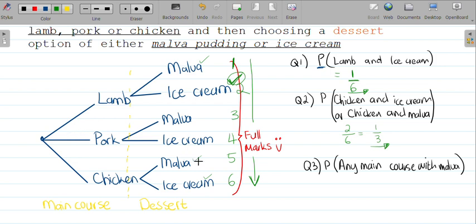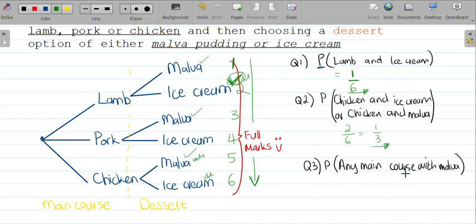Okay. Sorry, I didn't take all these ticks away from the previous question. Okay, so then pork and malva. I do want that, we note that down. So we have 2 favorable outcomes at the moment. Pork and ice cream, we don't want. Chicken and malva, there we go. And then chicken and ice cream, we don't want.